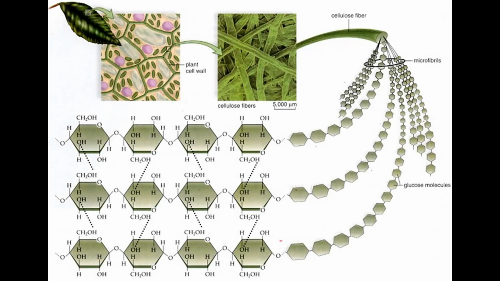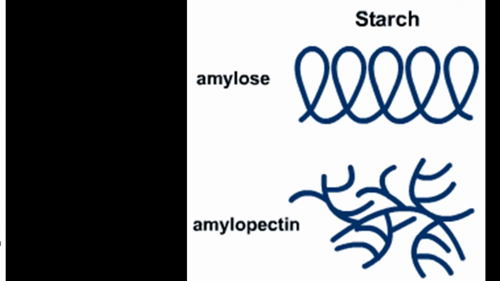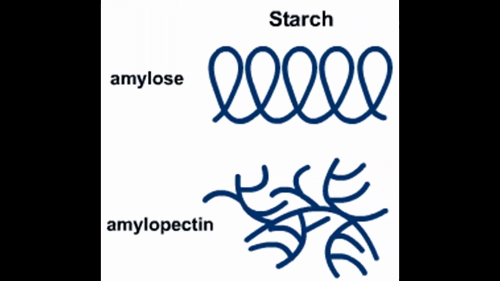Another polysaccharide is starch. Cells get their energy from glucose. Plants store excess glucose as starch. When a plant needs more glucose for energy, it will break down that starch to release the glucose. Starch is a mixture of two polysaccharides of alpha-glucose, amylose and amylopectin.